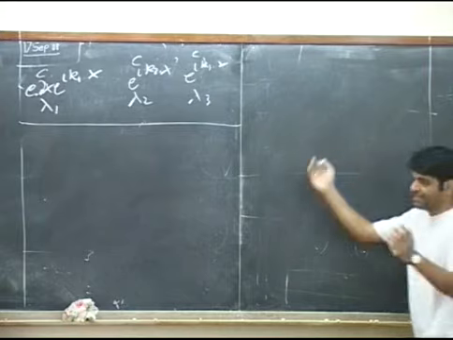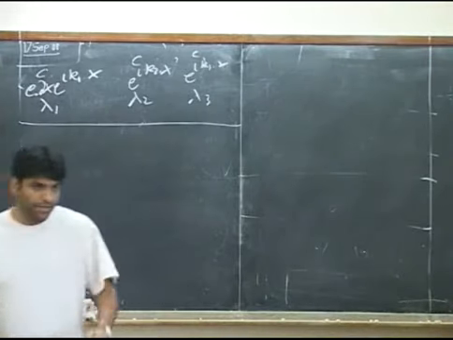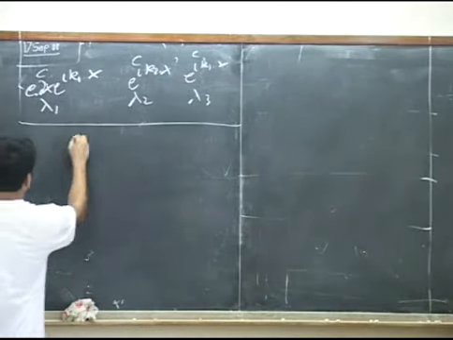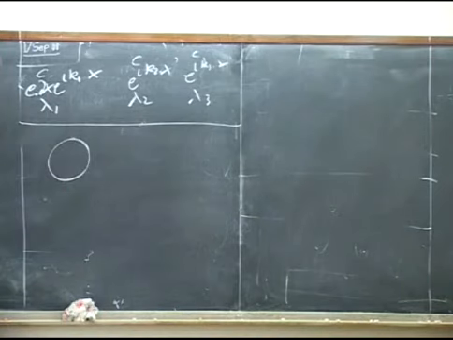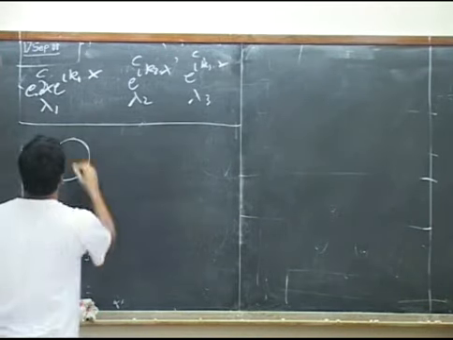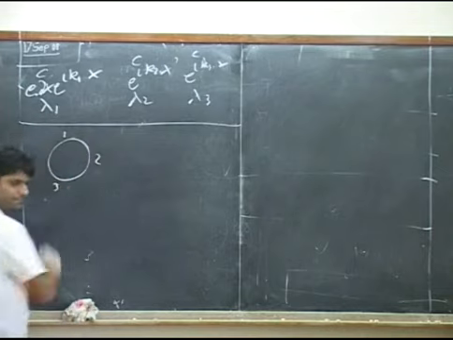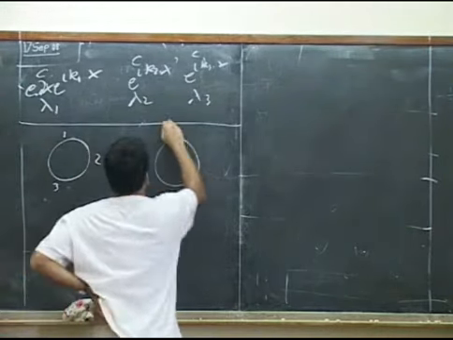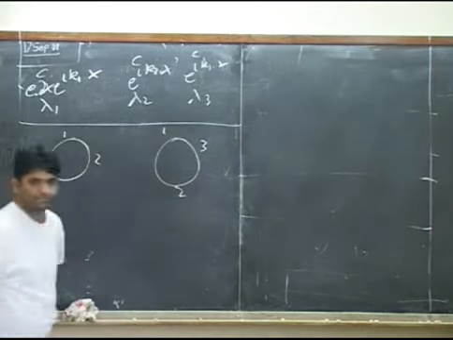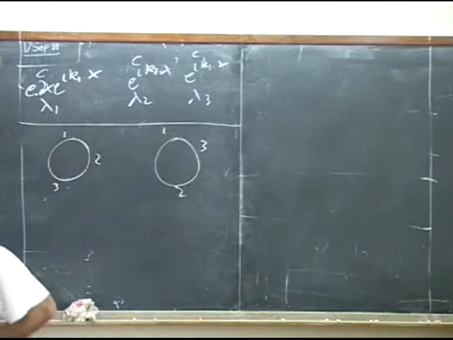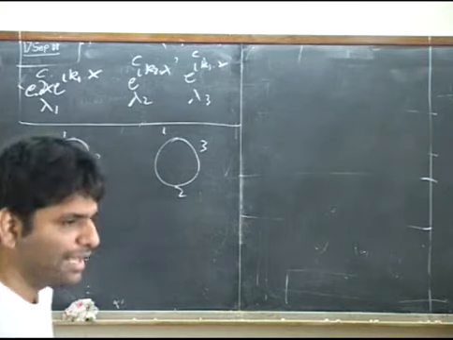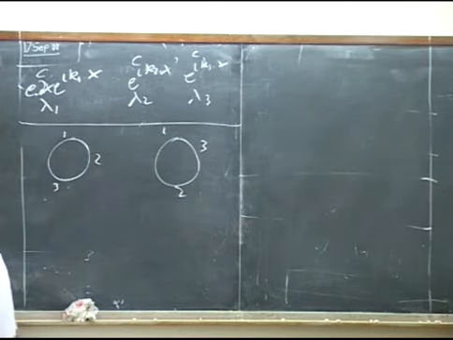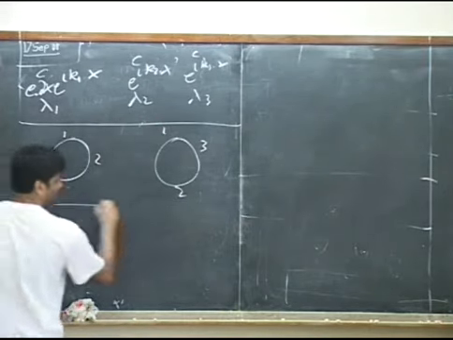scattering amplitude, the expectation of these vertex operators. So once again, we're going to have two orderings. We'll have the ordering, let's say 1, 2, 3, and the ordering 1, 3, 2. Okay, so let's do the calculation first for the first one. So that's the calculation for 1, 2, 3.